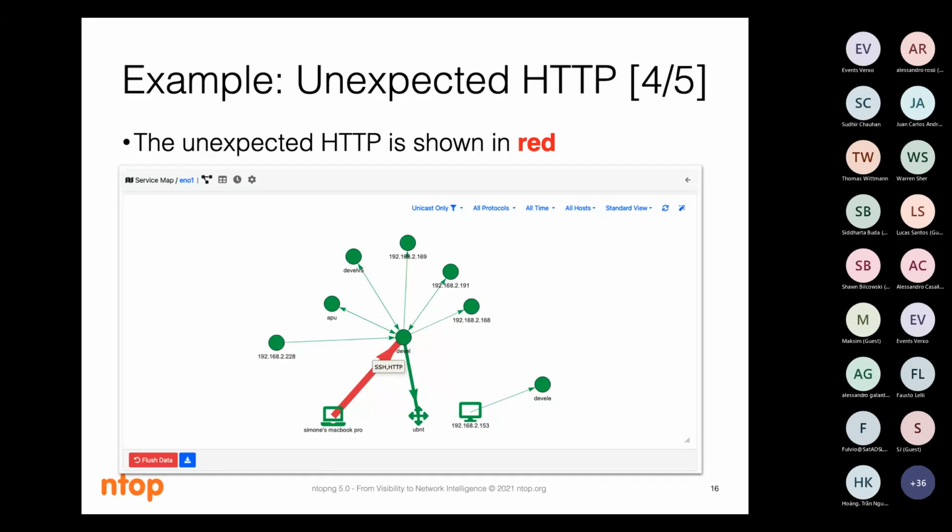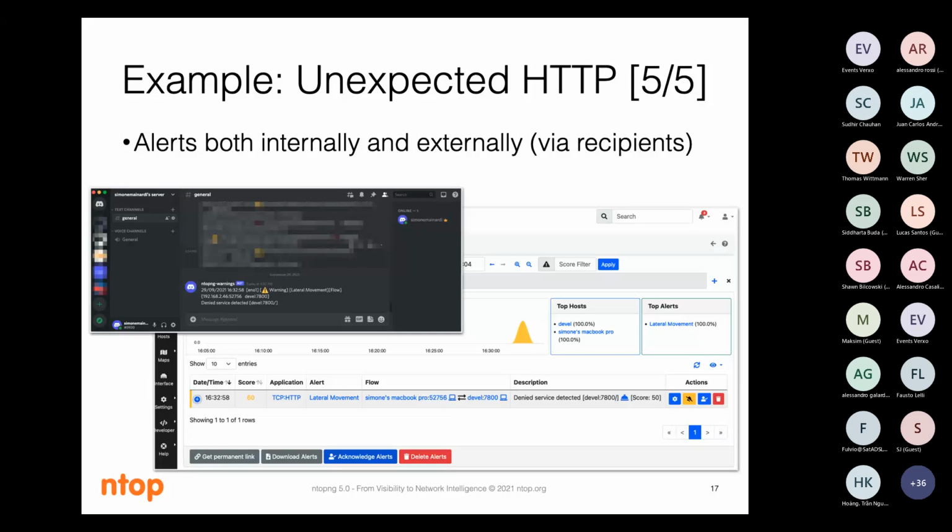Okay, so as soon as the unwanted service is detected, it will be marked with red. This demonstrates the ability of ntopng to detect unwanted services, but clearly, we don't want only the unwanted service to be detected. What we want is also to receive an alert that notifies the network administrator that an unwanted service has been detected.